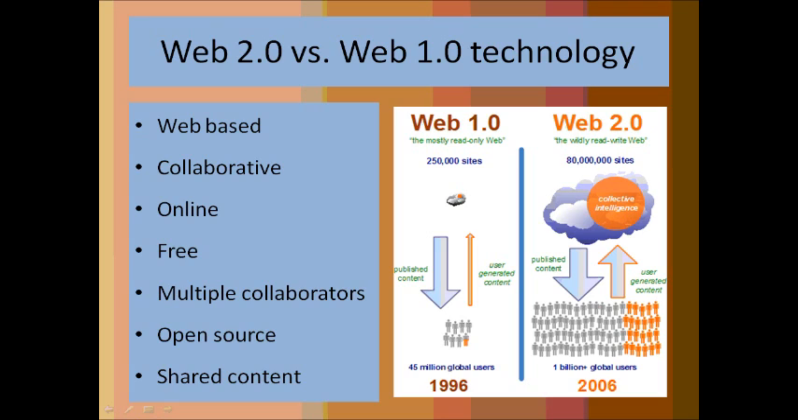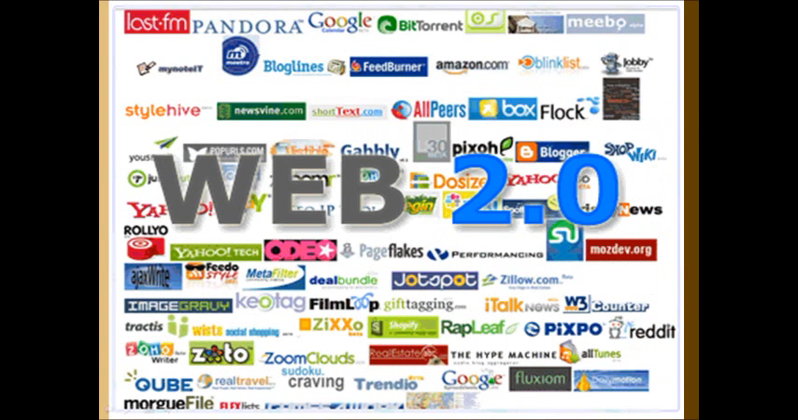In the picture provided, you can tell that there are over 1 billion global users in the year 2006, as opposed to 45 million global users in 1996 with Web 1.0 technologies. There are over 80 million sites, as opposed to the 250,000 sites that were used during Web 1.0 technologies. Here are just a few examples of some different companies that use Web 2.0 technologies.